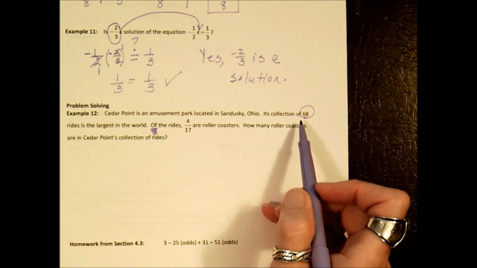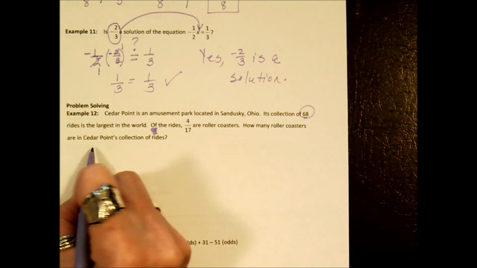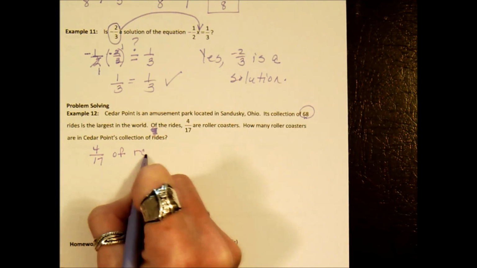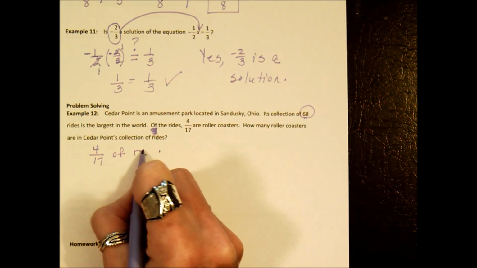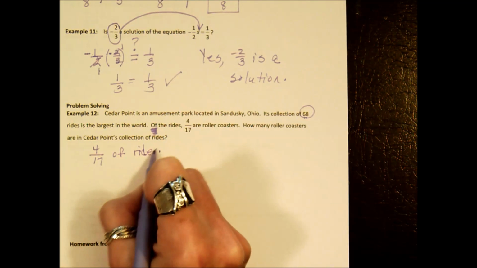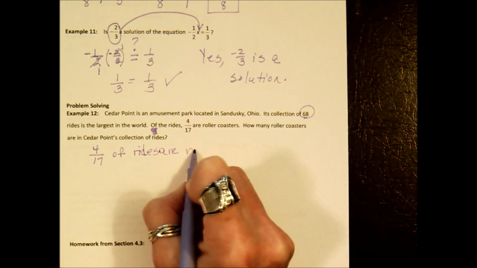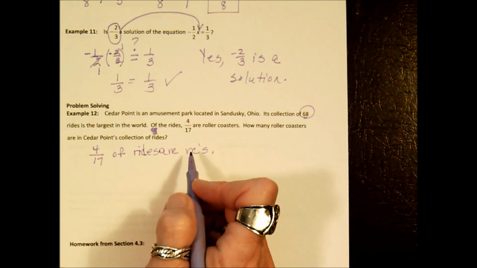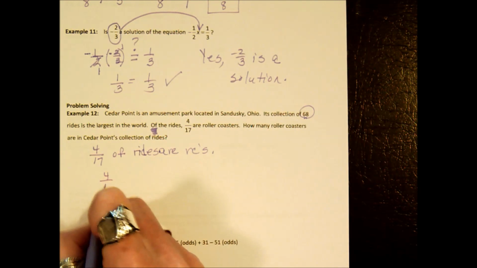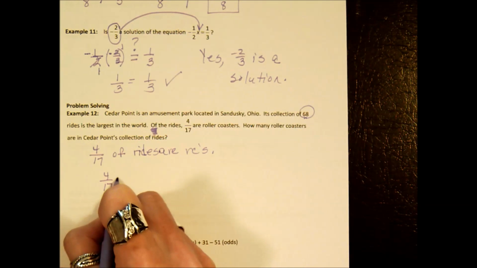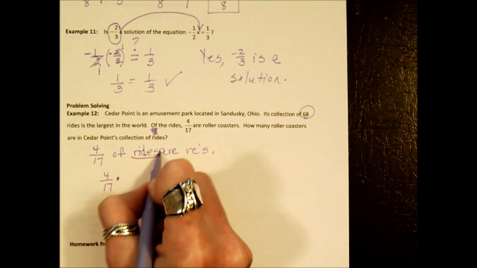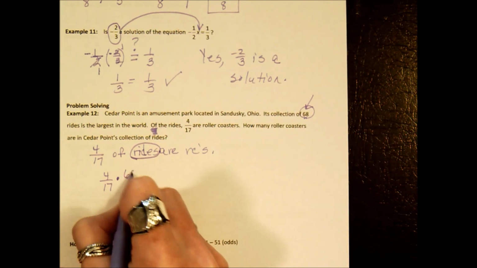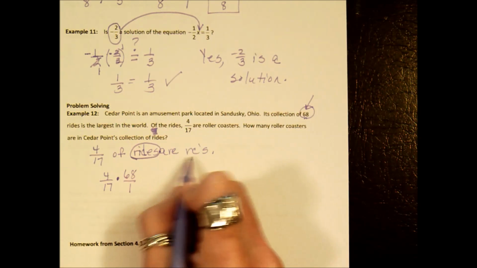So I'm going to turn this sentence around. I'm going to write 4/17 of the rides are roller coasters. So let's see if we can put in some numbers for some of these words. So 4/17. We said earlier that of means multiply. Rides, we know how many rides there are. It told us 68/1 equals the roller coasters.